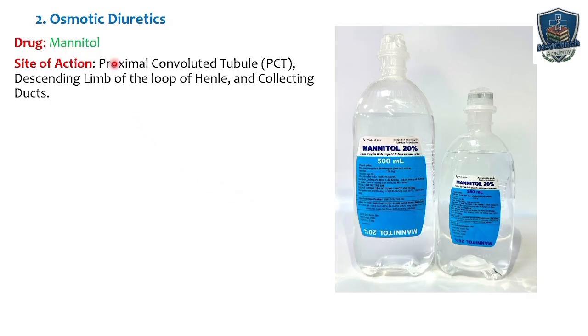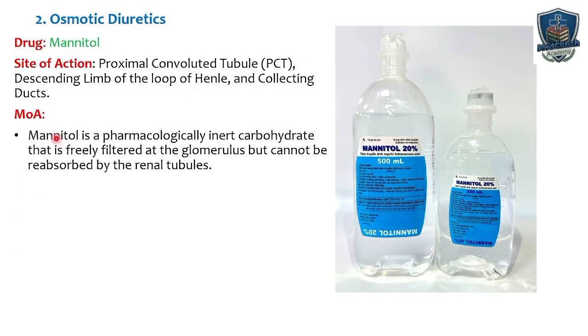So mannitol acts on various sections. It may act in the PCT, it may act on the descending limb of Henle, it may act on the collecting duct. So it has various sites of action, but it tends to work very well on the descending limb of Henle. So mannitol is a pharmacologically inert carbohydrate that's freely filtered at the glomerulus but cannot be reabsorbed by the renal tubule. So once filtered, it cannot be reabsorbed. It remains in the filtrate, it remains in the lumen.